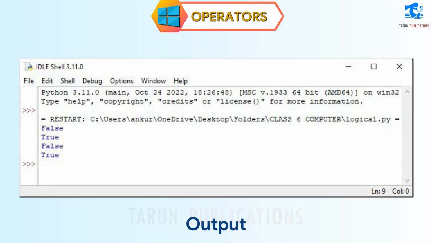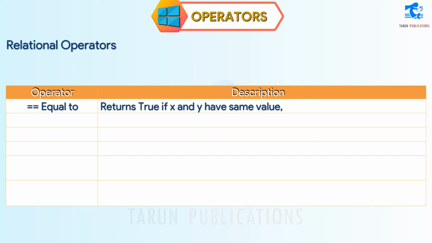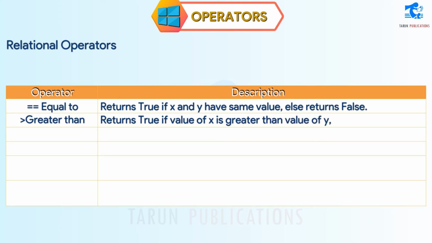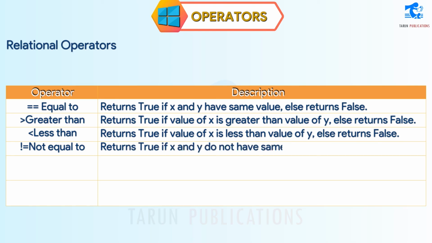Code, output. Relational operators. Operator, description. Is equal to: returns true if X and Y have the same value, else returns false. Greater than: returns true if the value of X is greater than the value of Y, else returns false. Less than: returns true if the value of X is less than the value of Y, else returns false. Not equal to: returns true if X and Y do not have the same value, else returns false.